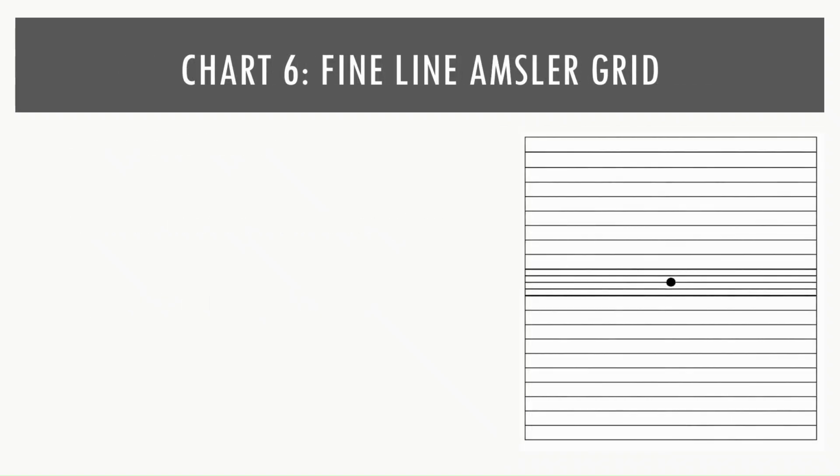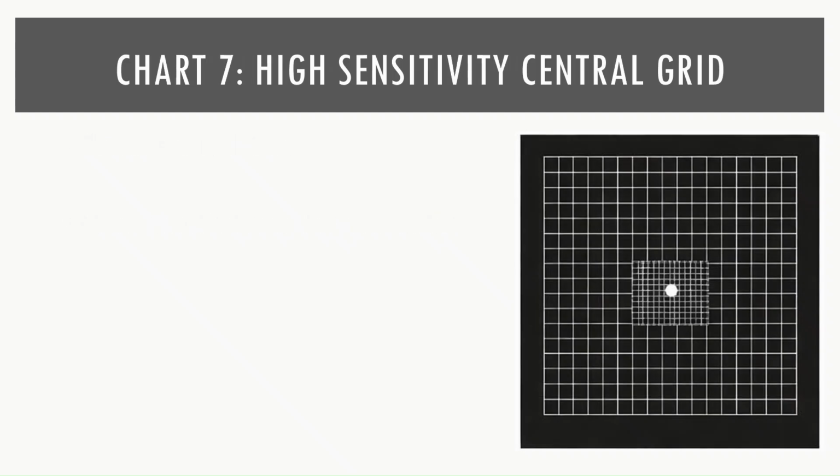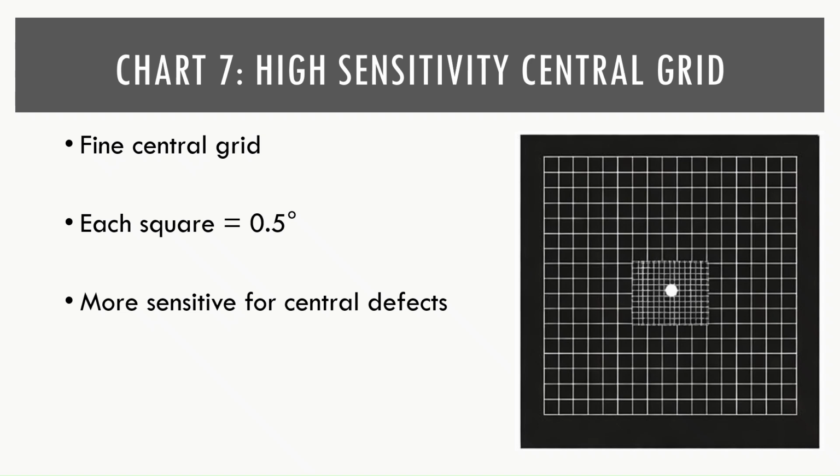Chart 6 uses finer lines and allows a more detailed evaluation of macular function. Chart 7 has an additional fine central grid, with each square subtending half a degree, making it more sensitive for detecting subtle central field defects.